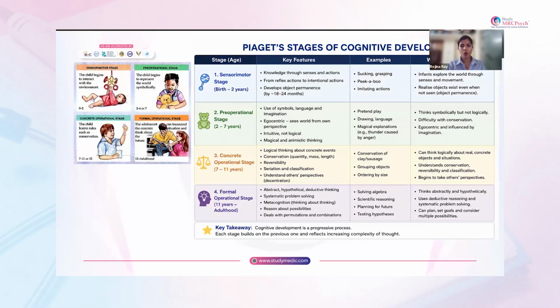The final stage is the formal operational stage, from 11 years and onwards. Here the adolescents develop the ability to think abstractly and hypothetically. They can use deductive reasoning, solve complex problems systematically, and consider multiple possibilities before reaching any conclusion. So please go through the 4 stages one by one. MCQs on this are a very high-yield topic for paper A, and different MCQs can come testing each of the stages. So please revise this the day before your exam.